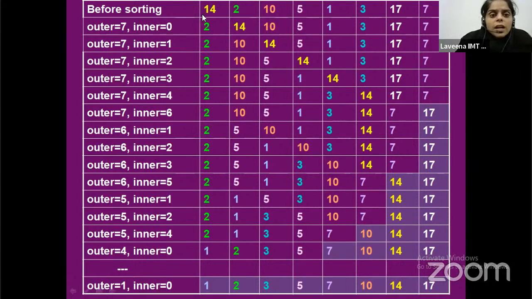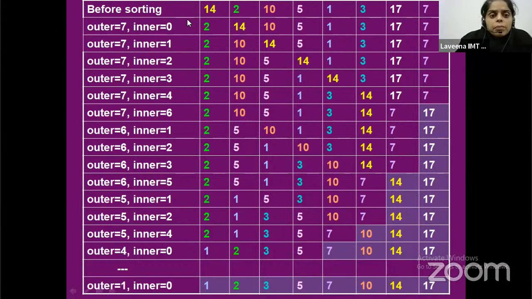This is the list of data elements in an unsorted array: 14, 2, 10, 5, 1, 3, 17, and 7. This is neither in ascending order nor in descending order. This is a totally unsorted array, because it is not like 1, 2, 3, 4, 5, 6, 7, nor 10, 9 in that order. So how will we start bubble sorting?